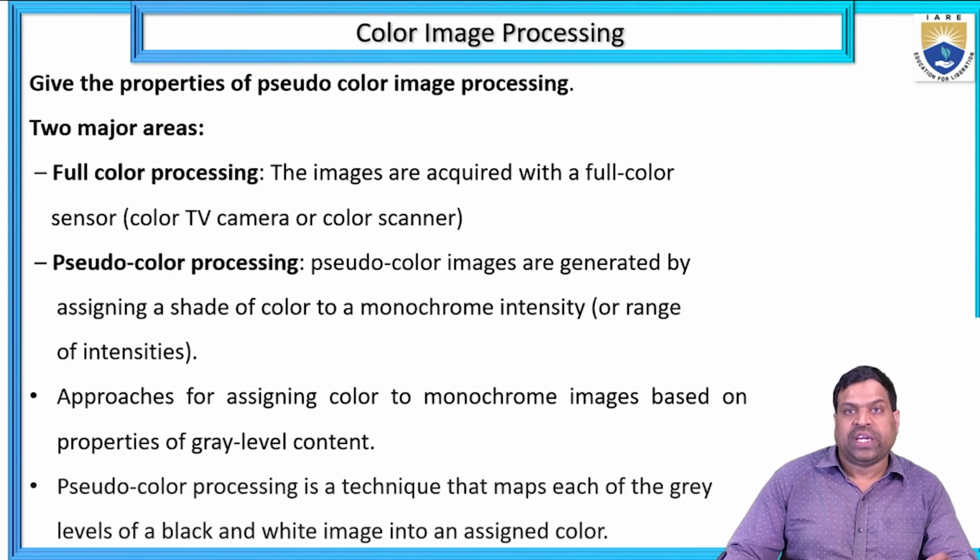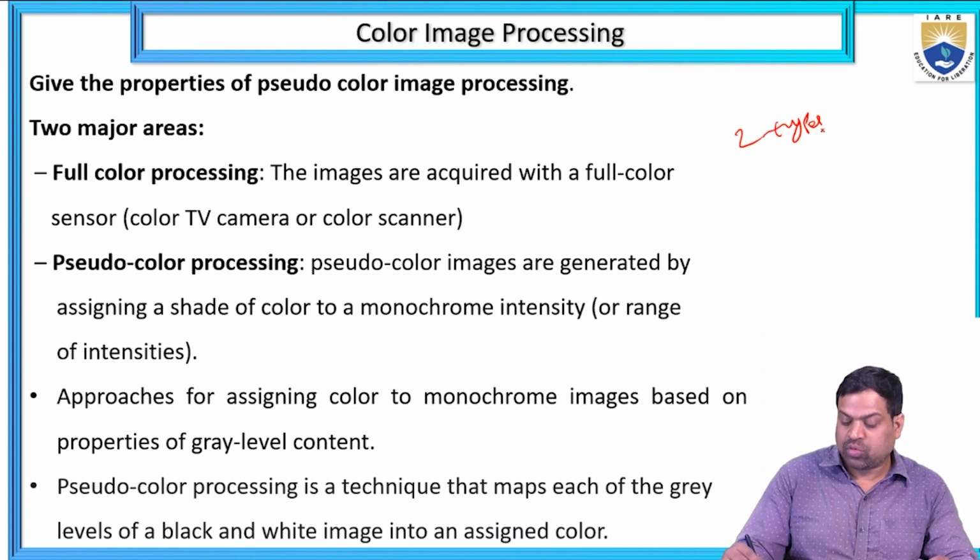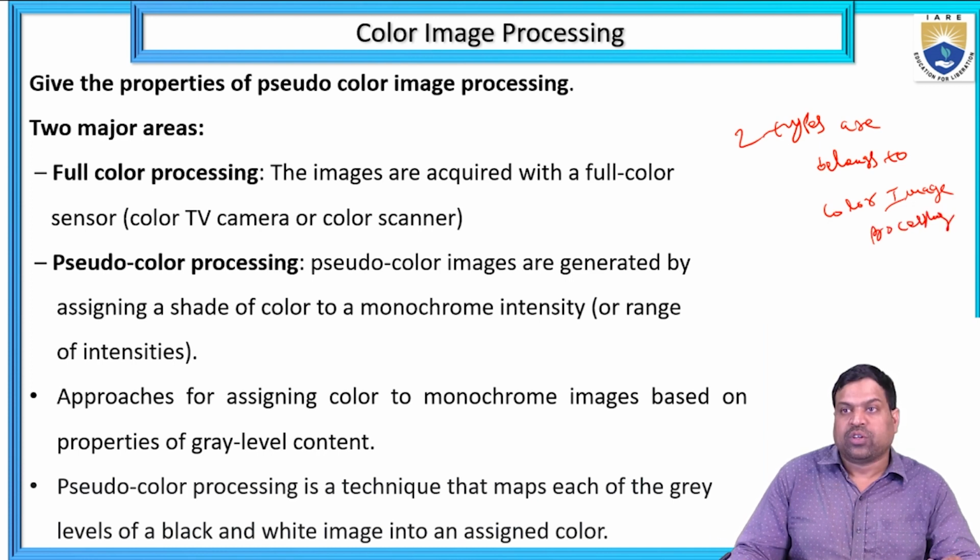So, first question, give the properties of pseudo color image processing. There are actually two major areas in color image processing. First one is full color processing, another one is pseudo color processing. So, these are two types that belong to color image processing.